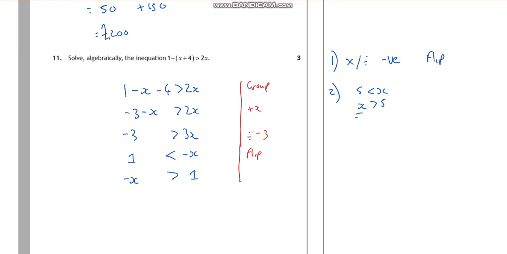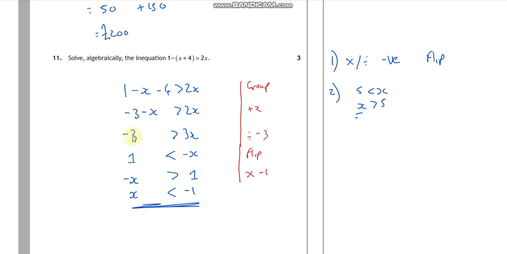I want to finish off with just x. So I'm going to times through by -1, which will give me x. And I'll flip it again for -1. So a little bit quite long. There's easier ways to do it, I'm sure. But that's how I've gone with it.